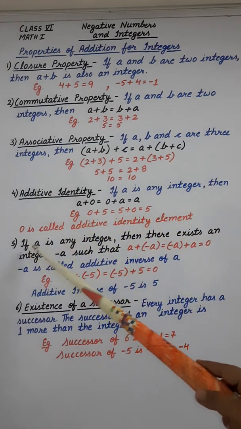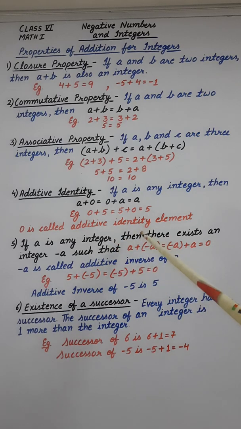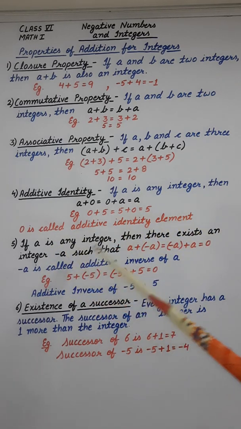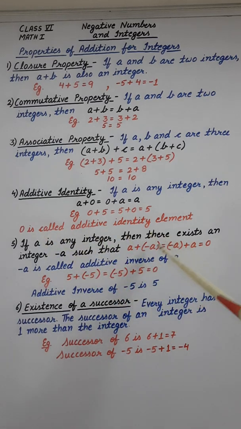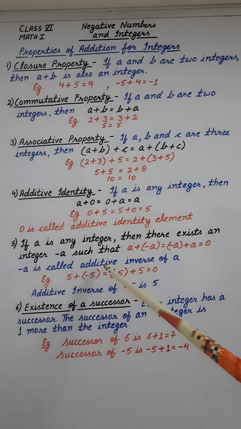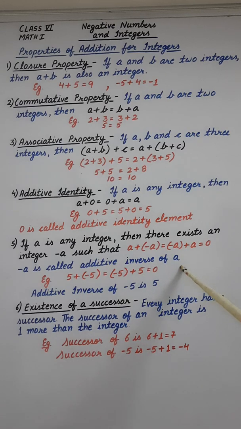Number 5, if a is any integer, then there exists an integer minus a such that when we add them, a plus minus a is equal to minus a plus a, then result will be 0. That means a number and its opposite, when we add them, then result is 0. So this minus a is called additive inverse of a.